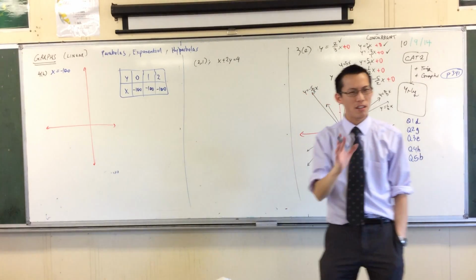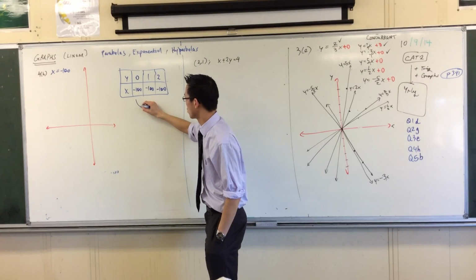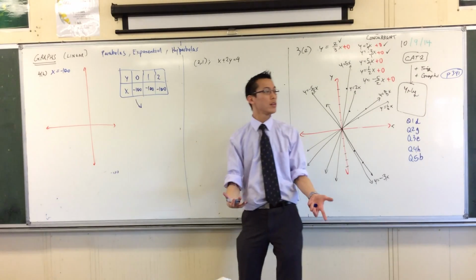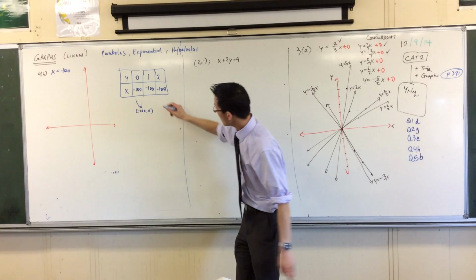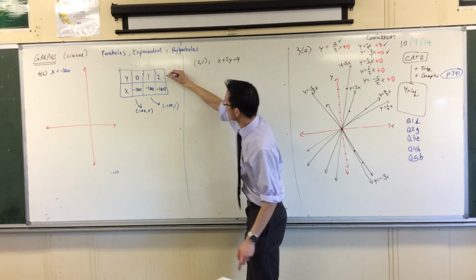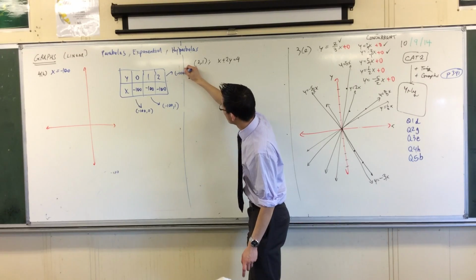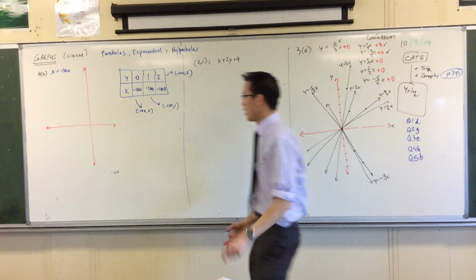Okay? So I can take these 3 points. I don't really need 3, but 3 will do. Right? And I can make coordinates out of them. This one is minus 100, 0. This one will be minus 100, 1. And then this last one will be minus 100, 2. Now I can join these up. I can draw them. Right?